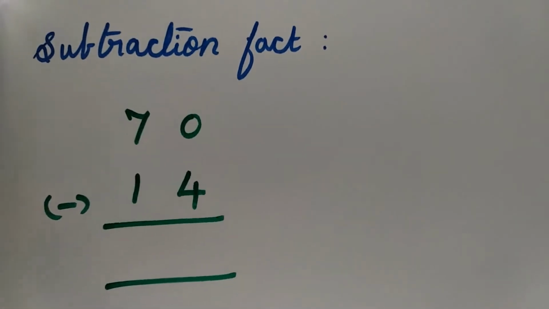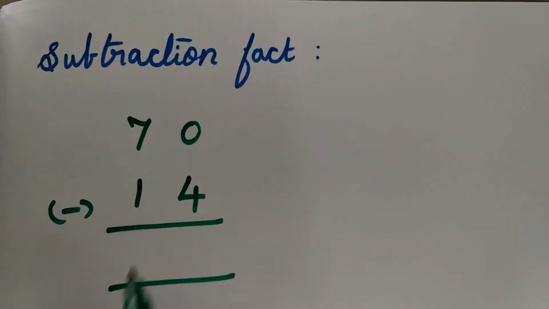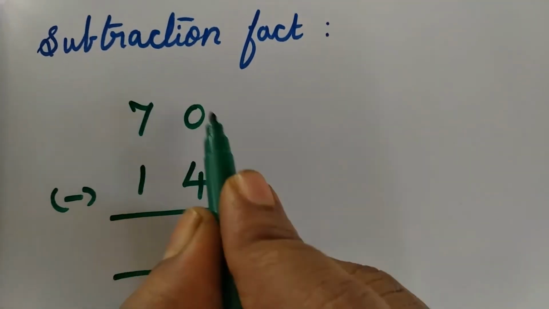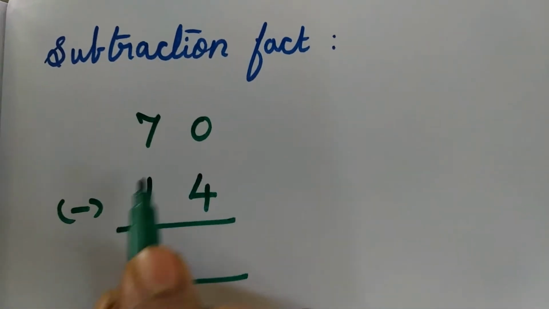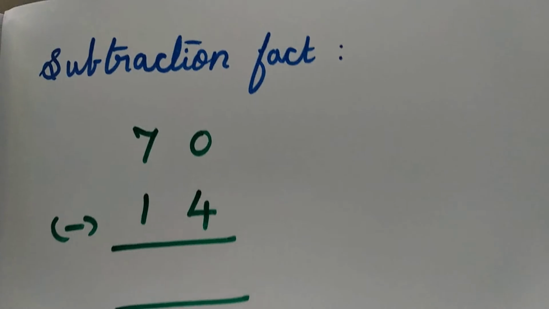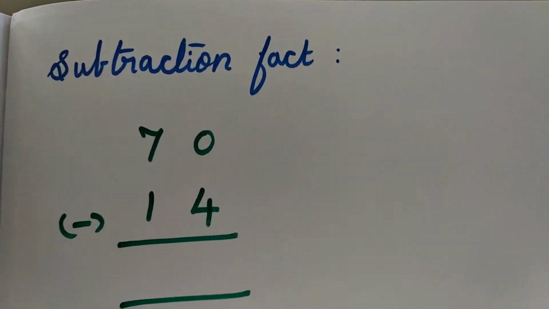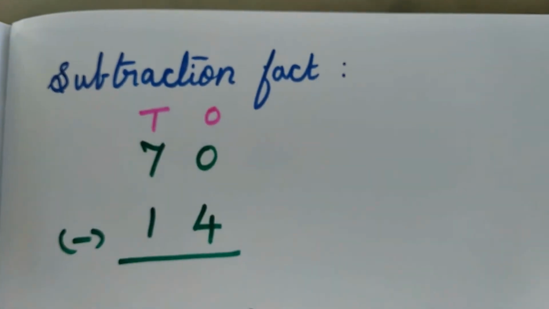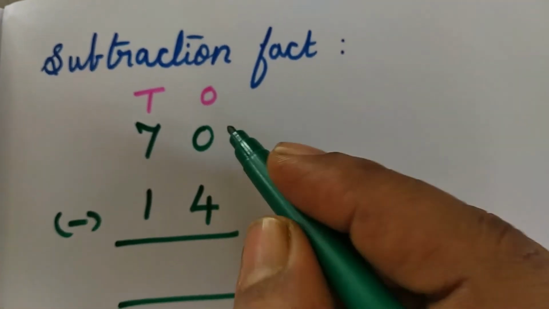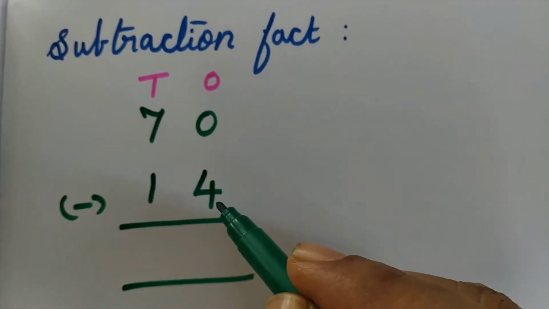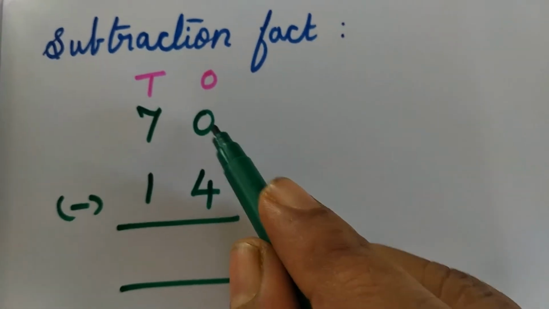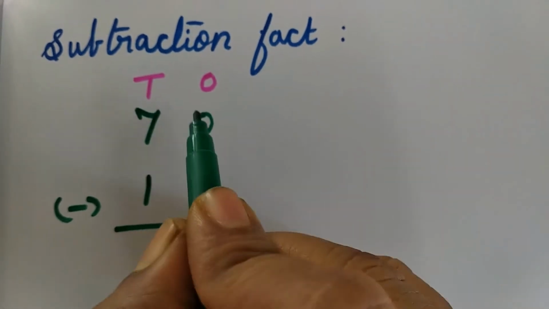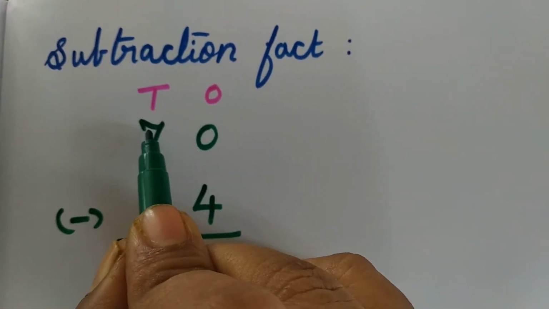Now listen here, one example sum. See, this is a subtraction fact, we call it as, and from 70, okay, we want to subtract the number 14. Okay, whenever you are doing the sum, you want to mention ones place and tens place. Okay, so in ones place, see here, from 0 can you subtract 4? From 0 you cannot subtract 4.